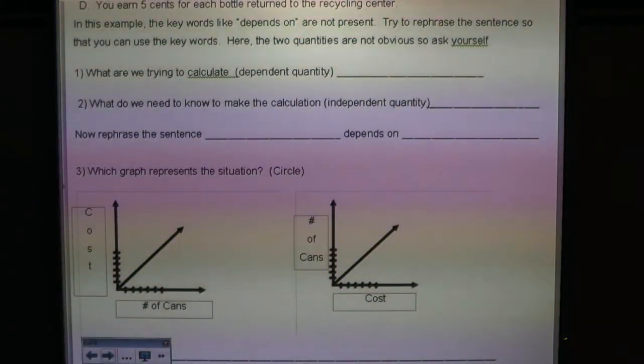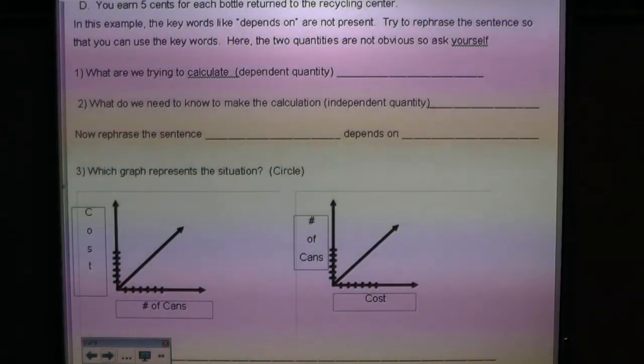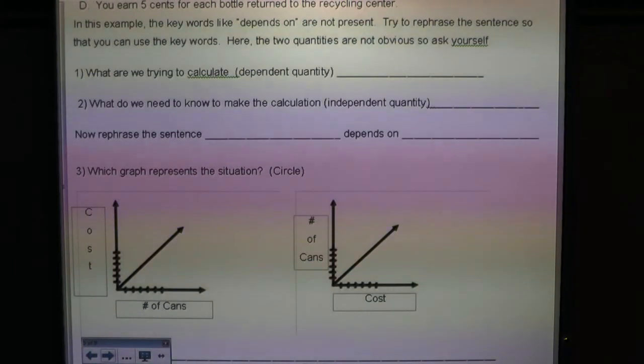All right, so the next one. You earned 5 cents for each bottle returned to the recycling center. In this example, words like "depends on" are not present. So we're going to try to rephrase this into one of those types of situations. There are two quantities that are not obvious, so ask yourself, what depends on what? Okay? So, what are we trying to calculate? What do we want to know at the end?